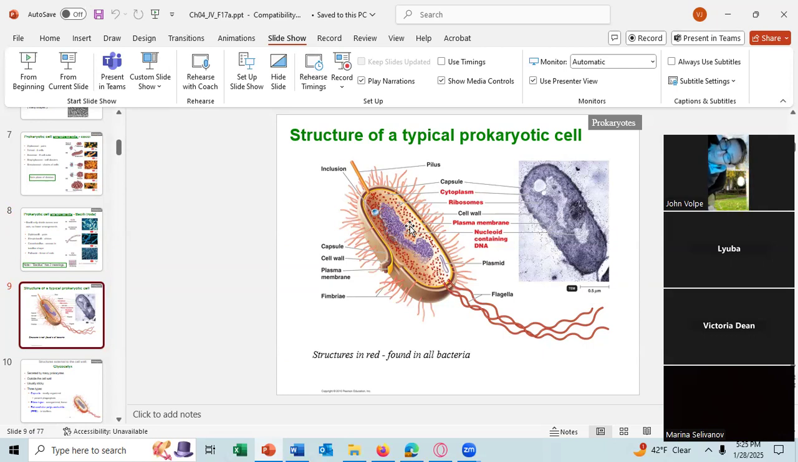All cells also have ribosomes, but please understand that the prokaryote ribosome differs from the eukaryote ribosome. The eukaryote ribosome is larger than the prokaryote ribosome. So these structures marked in red are structures that you can find in all cells. All the other structures you can only find in certain cells. Like the inclusion is only found in certain prokaryote cells. To my knowledge, there's never an inclusion in a eukaryote.